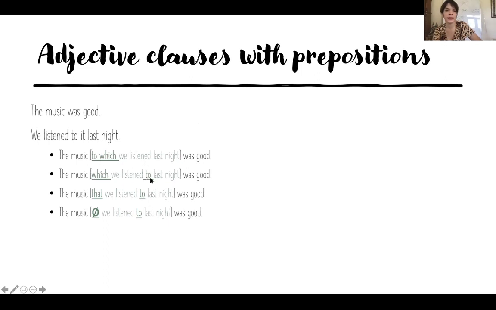The music to which we listened last night was good. The music which we listened to last night was good. The music that we listened to last night was good. The music we listened to last night was good. So again, here we have to at the beginning, no to at the end, but here we have which, split, and to is following our verb. Again, here to, so it's more informal.